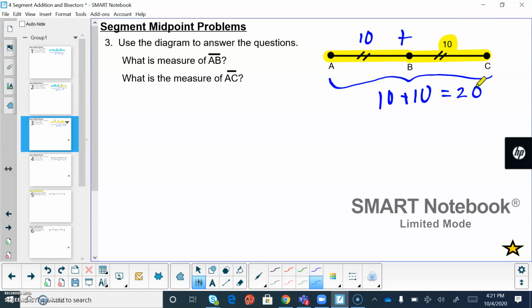I'm going to go over here and look at my questions. It says, what is the measure of AB? Well, I've already got AB labeled. It's a 10. And what is the measure of AC? The measure of AC is 20. I also have that labeled.